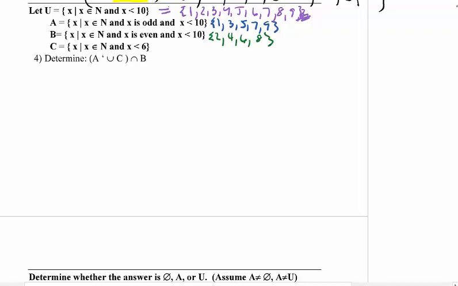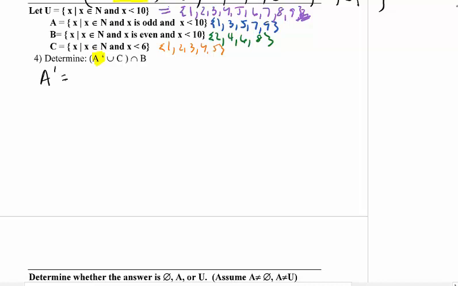And C, for this problem, is natural numbers less than 6. So it would be 1, 2, 3, 4, and 5. Please list those out first because it's going to make the problem easier for you to do. So we're going to start off, and again, we need to be clear on what we're starting off with. We have to do the complement inside the parentheses there first.